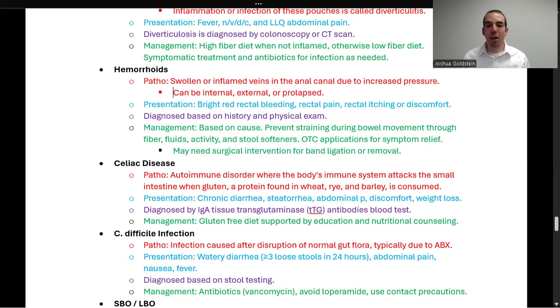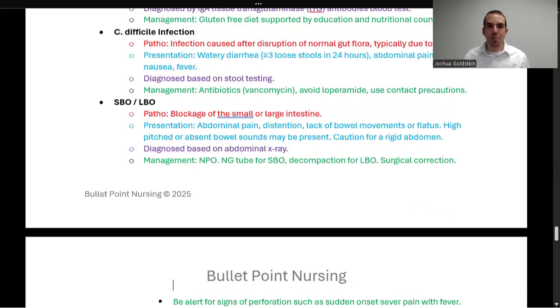They should not take loperamide. Loperamide is an anti-diarrhea agent, but it's going to stop the patient from having diarrhea while keeping this infection inside of them. We want them to basically poop out the infection, so we're not going to give them an anti-diarrhea agent. And very importantly, especially for nursing school exams, use contact precautions.